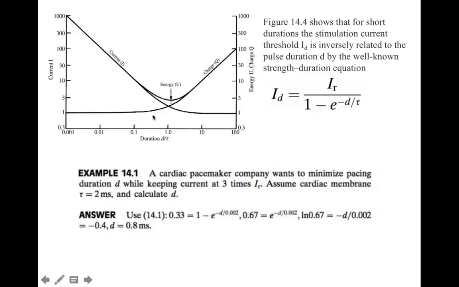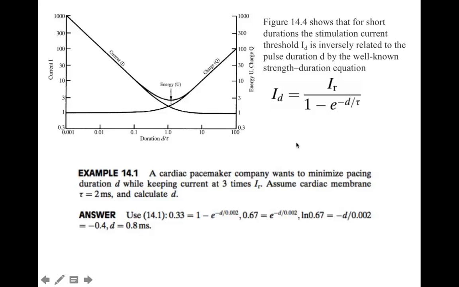So figure 14.4 gives you an indication of what the stimulation current threshold is for short duration. Basically the threshold is inversely related to the pulse duration, by the strength duration equation. So I sub R is the actual current. I sub D is this current threshold when you begin to have cardiovascular effects. D is the duration, and tau is the time constant.